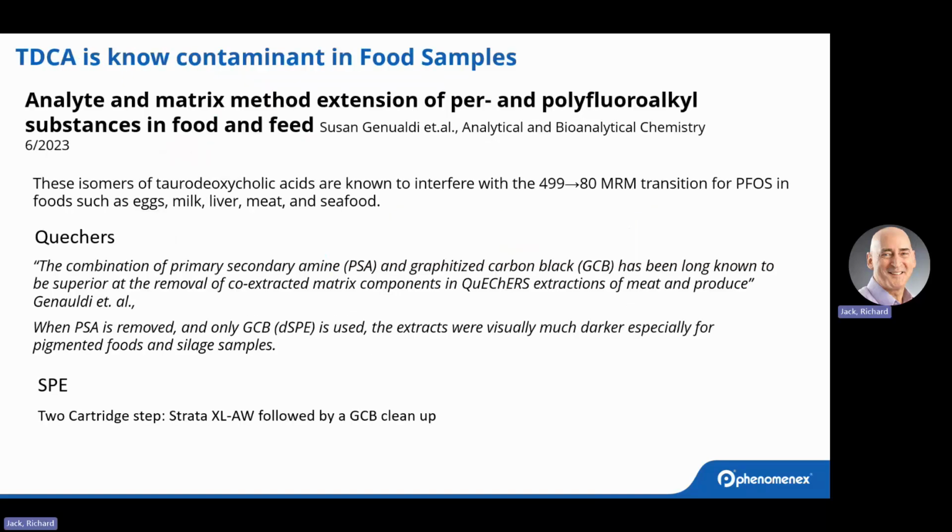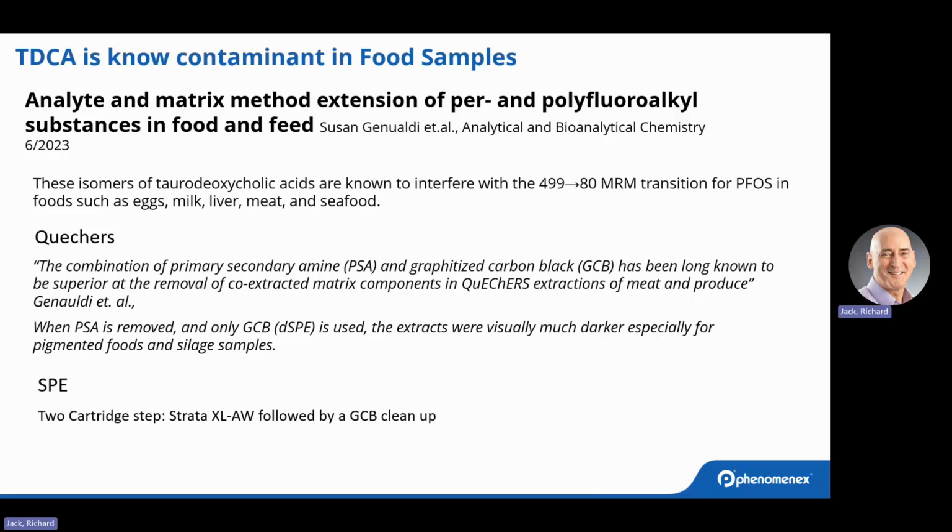One more thing about TDCA, it's also common in food samples. And I just have one paper here, Analyte and Matrix extension for per and polyfluoroalkyl substances in food and feed, published by Susan Ginaldi, where she talks about isomers of TDCA are known to interfere at this 499 to 80 MRM transition for PFAS, and very common in foods such as eggs, milk, liver, meat, and seafood.